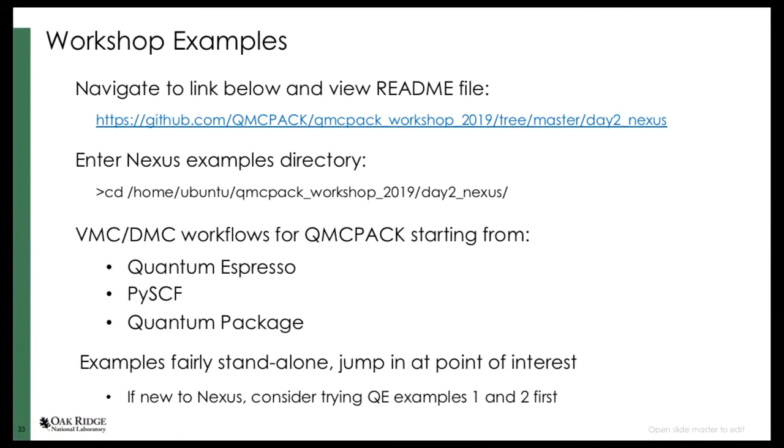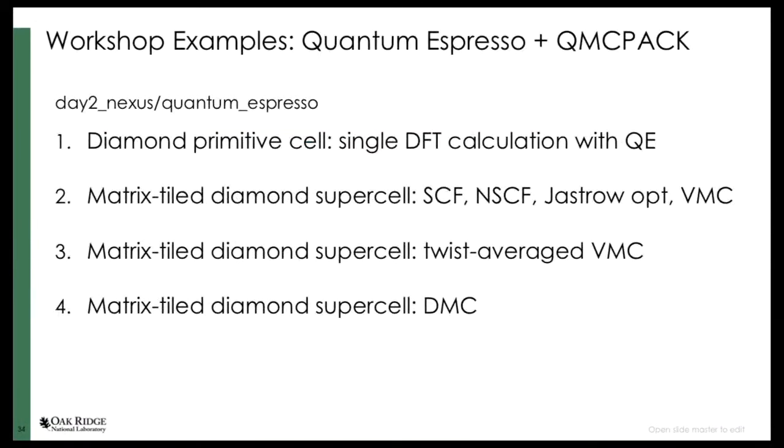But if you're new to Nexus, I would advise you to consider trying the first two Quantum Espresso examples, because there's even more discussion about Nexus in general and how it operates, so you can get more familiar with it. Okay, so the first set of examples are with Quantum Espresso. They're just in the Quantum Espresso directory. There are 4 examples. The first one is running a diamond primitive cell using just a single DFT calculation with Quantum Espresso. This is kind of hello world for Quantum Espresso and Nexus. And then we build up more complicated examples.